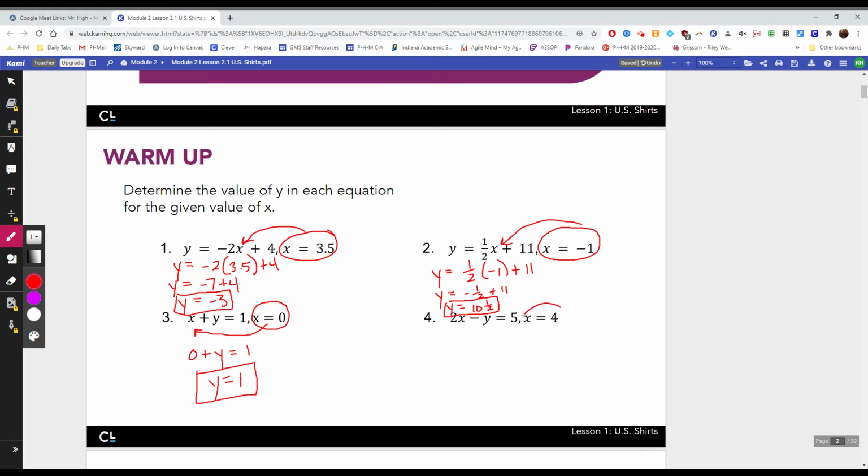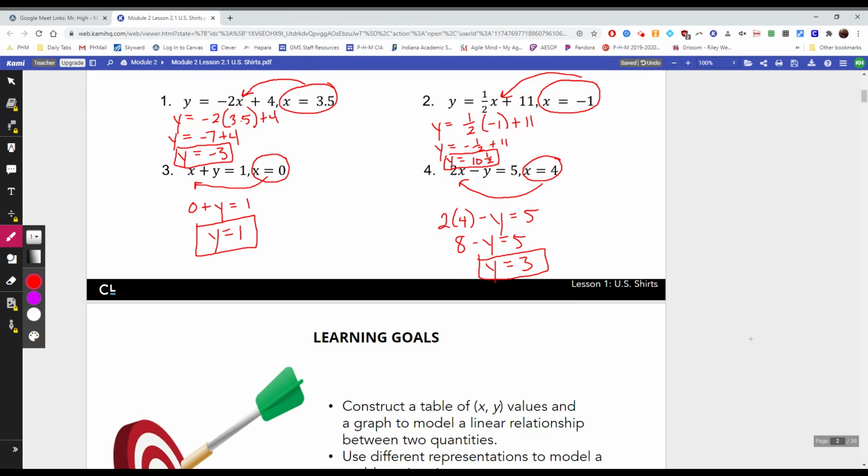Number 4, here's the value we're replacing x with. So this is 2 times 4 minus y equals 5. 2 times 4 is 8. And you can probably just look at this and determine what y is. 8 minus y has to equal 5. That means y has to equal 3. There would be a more formal way of doing it, but for right now, that works.